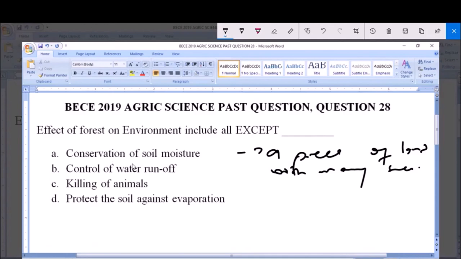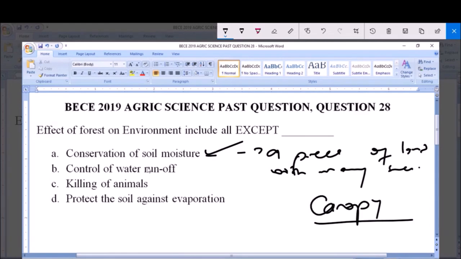Now here is conservation of soil moisture. I want you to understand that forest actually helps conserve soil moisture. Remember I said forest is a piece of land with many trees. Most of these trees help to form canopy. The leaves of these trees form canopy that helps to conserve the soil moisture and prevent the soil from getting dry, thereby maintaining the soil's fertility.